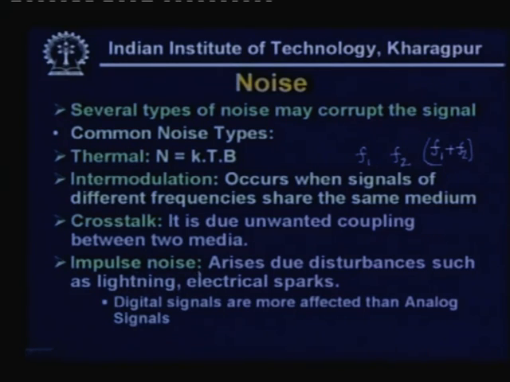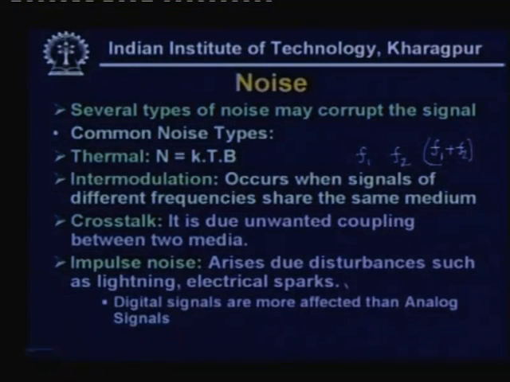Finally, the impulse noise. This arises due to disturbances such as lightning and electrical sparks. This is not getting generated in the medium, but the environment is generating it. For example, in the rainy season there is lightning, or in an industrial environment there are electrical sparks, welding, turning on and turning off of switches. Various types of things can occur. That leads to radiation of electromagnetic signals, and that may corrupt the signal that is passing through the medium.